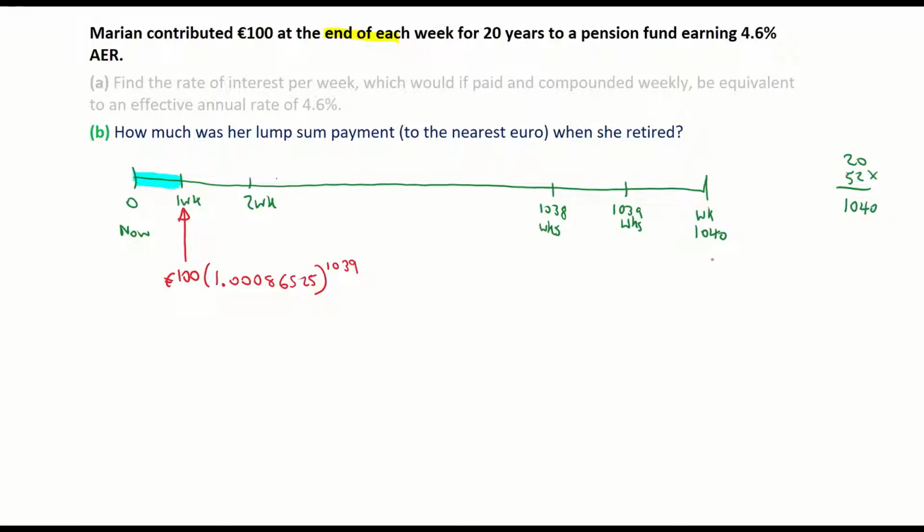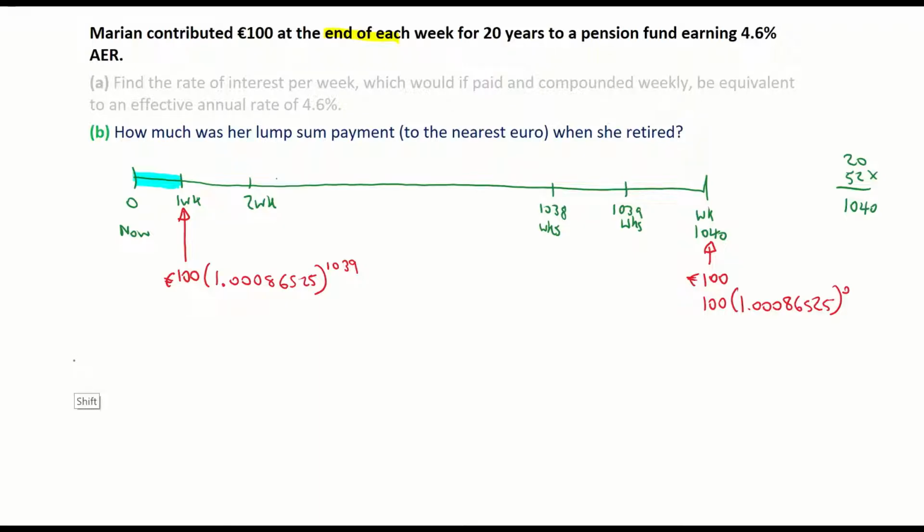Look at our last €100, or Marion's last €100. It goes in at the end of the week, so it's going in on the 1040th week. Now, it won't earn interest, because think of it like this: it's going in today, but it's also coming out today. So that €100 isn't earning any interest. We can just leave it as €100, or we could write it as 100 times 1.000865525 to the power of 0. It's the same thing.